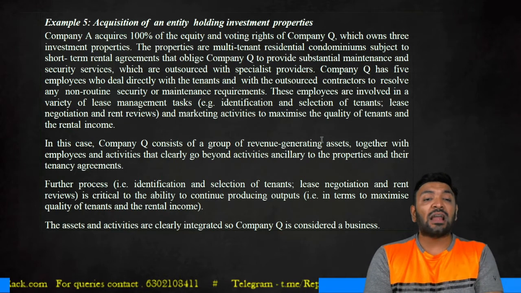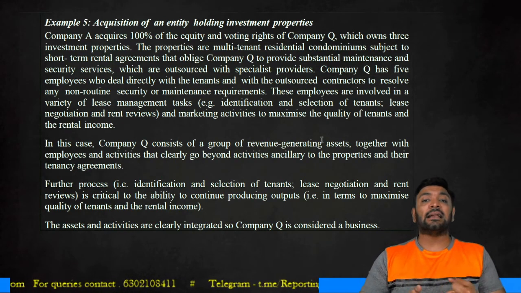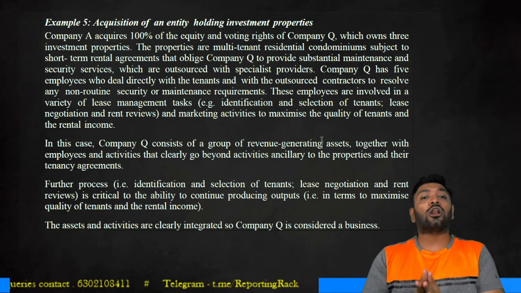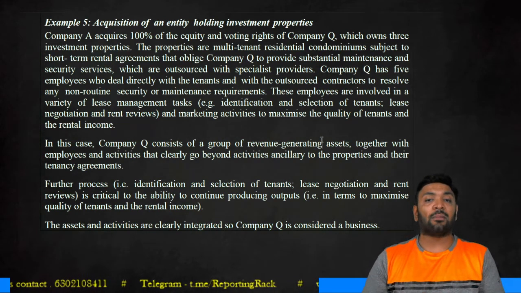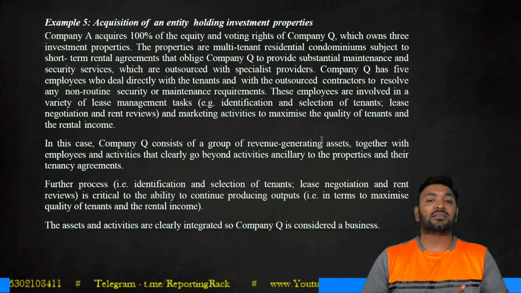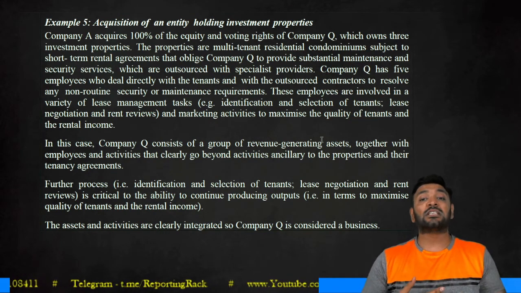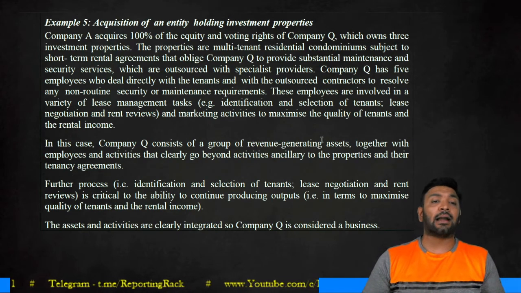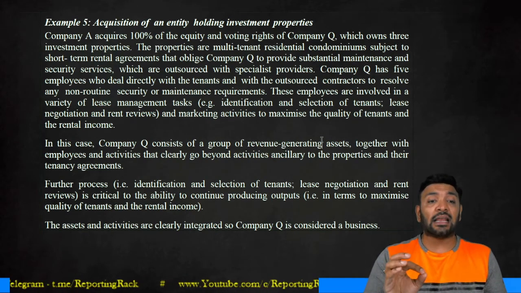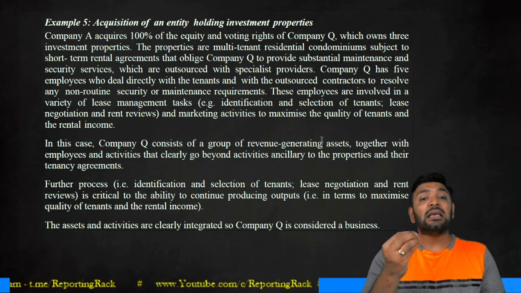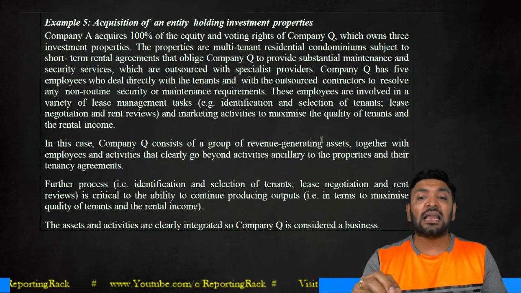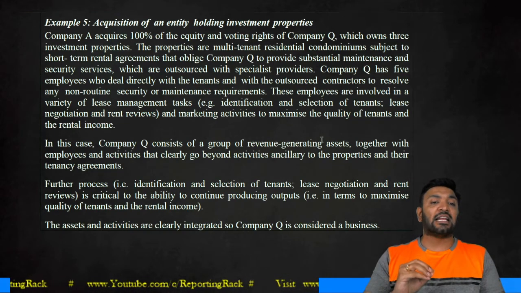Company Q has 5 employees who ideally direct the tenants and work with the outsourced contractors to resolve any non-routine security and maintenance requirement. These employees are involved in a variety of lease management tasks and marketing activities to maximize the quality of tenants and rental income. In this case, Company Q consists of revenue generating assets together with employees and also activities which clearly go beyond ancillary activities to the property and tenancy arrangements.